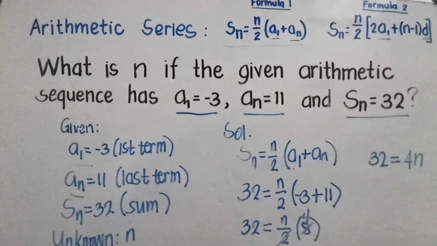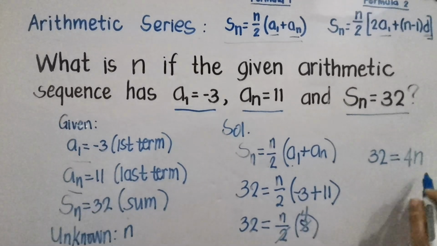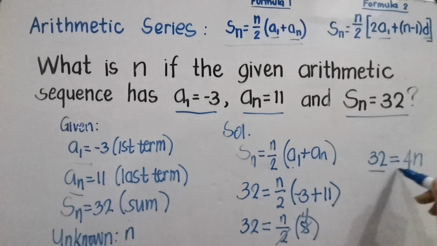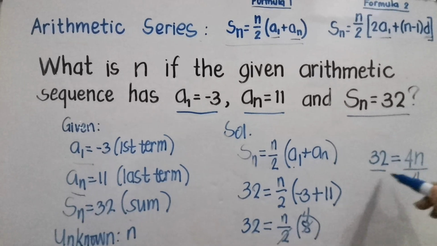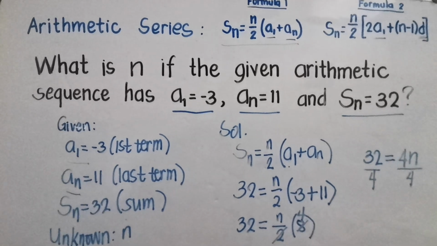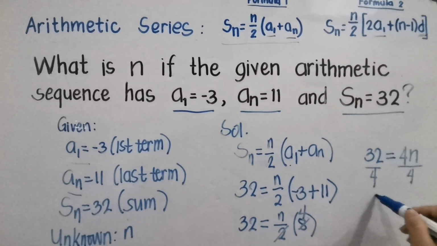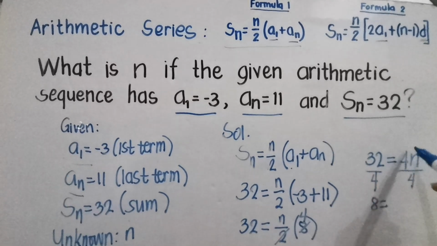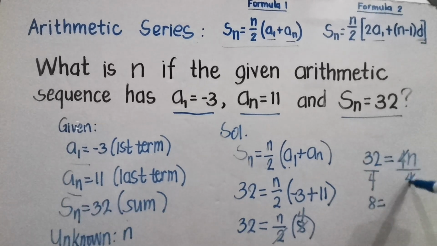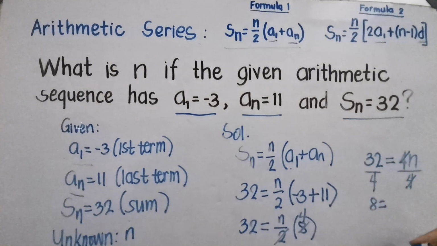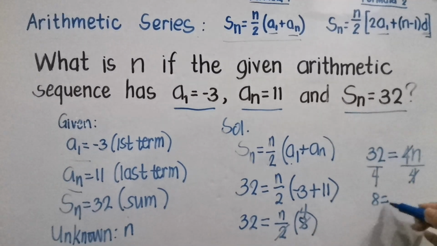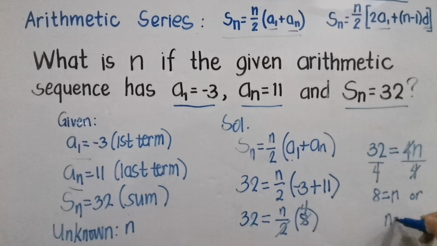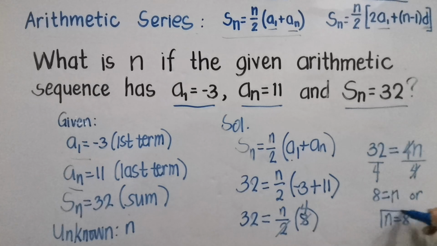So take note that we're looking for n. Since the numerical coefficient of n is 4, we're going to divide both sides of the equation by 4. So 32 divided by 4 is 8. And 4n divided by 4, the 4 will be cancelled, or 4 divided by 4 is 1. So 8 equals n, or n equals 8.